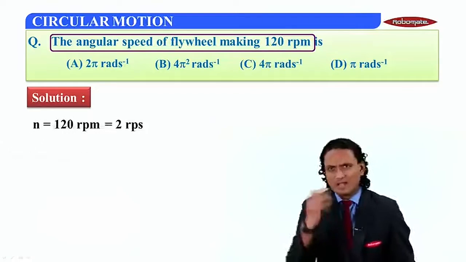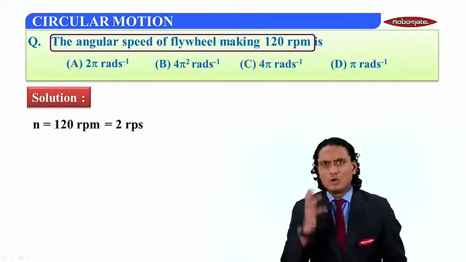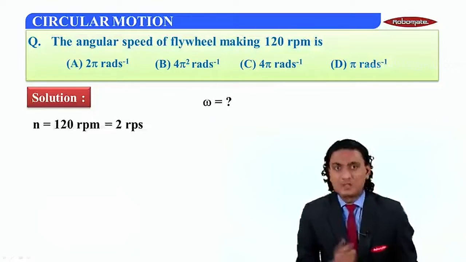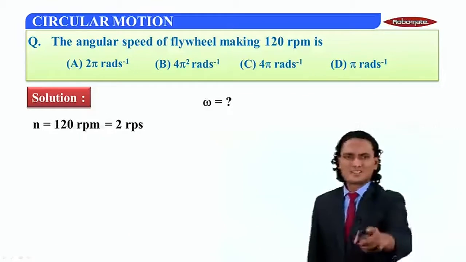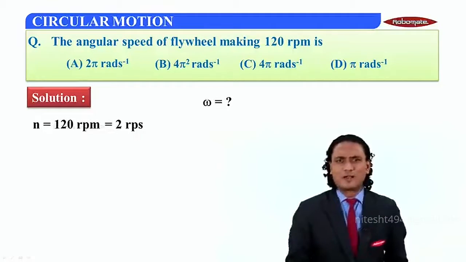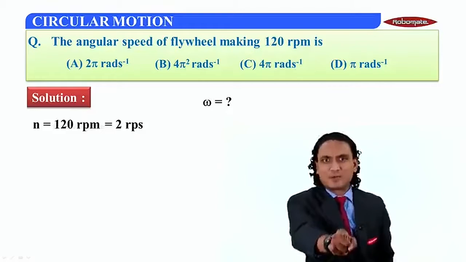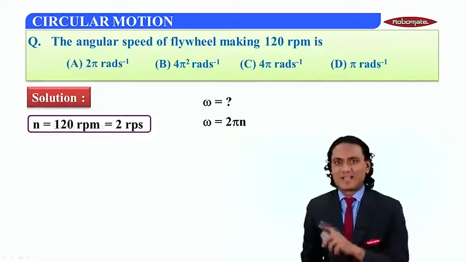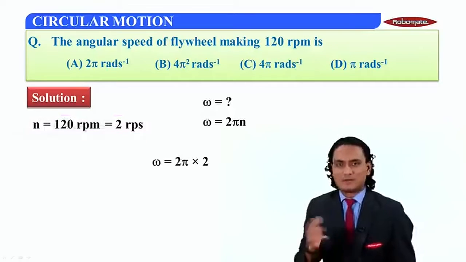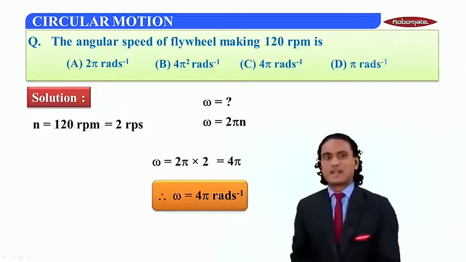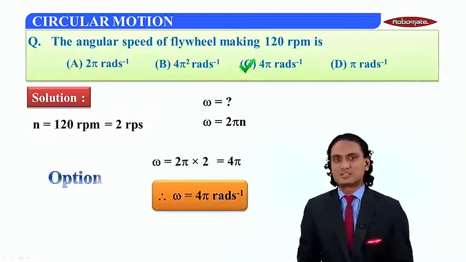Anything else given? No. What is asked? They are asking for angular speed, which means omega. Which formula? Don't give wrong formulas. n is there. How will you find omega? Omega is 2 pi n. Now we have n as 2 RPS, so omega will be 2 pi into 2, which is 4 pi. So omega is 4 pi radian per second. Which option? Again option C.